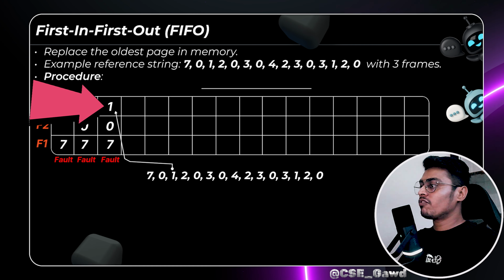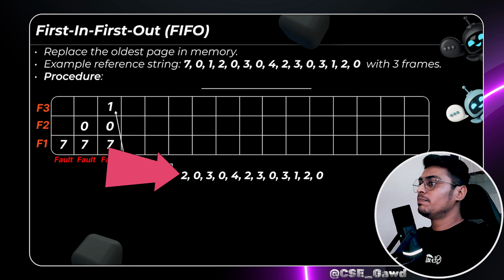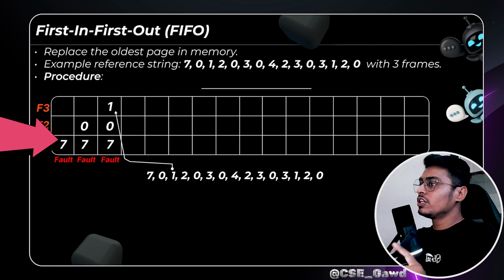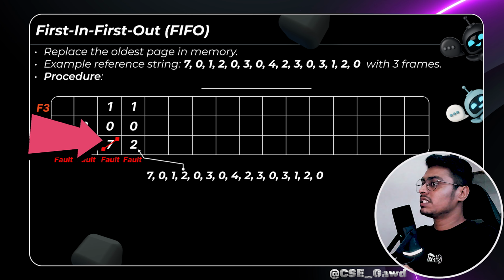Now all 3 frames are full. Next, page 2 is demanded. Page 2 is not present and we need to replace a page since all frames are full. According to FIFO, we replace the frame that was filled first. Frame 1 was filled first with page 7, so we replace that page number 7 with page number 2.